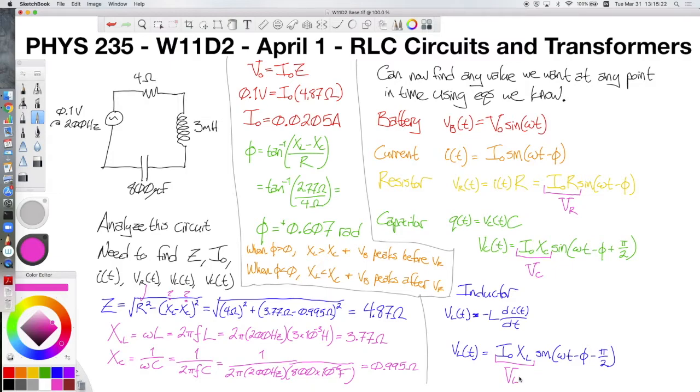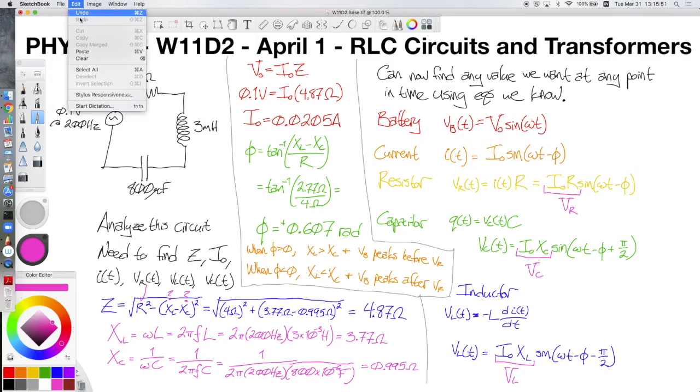There are some additional details about the power in such circuits and about something called resonance, which we're not going to have time to get to, but this is at least a good start and it will be appropriate for what we need it for in the course. So this is all I have about RLC circuits.